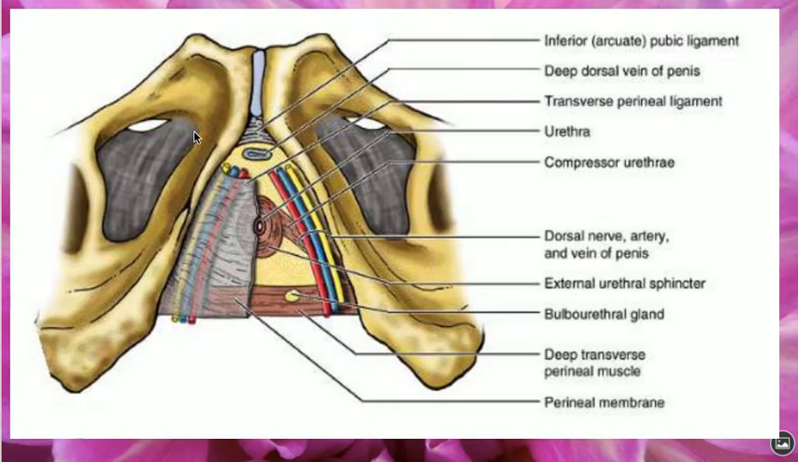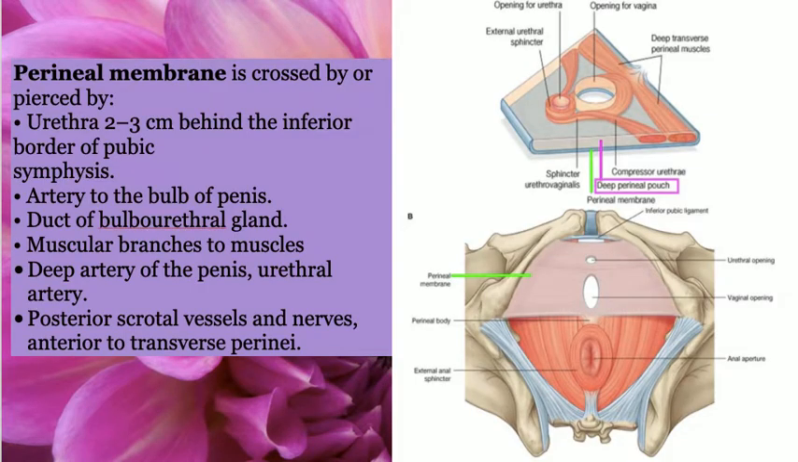Here, you can see this, the cut section of the perineal membrane. Now, a very important topic, a question for enumeration, is the structures piercing the perineal membrane. They are different in male and female. The urethra pierces the perineal membrane in both male and female behind the inferior border of the pubis.